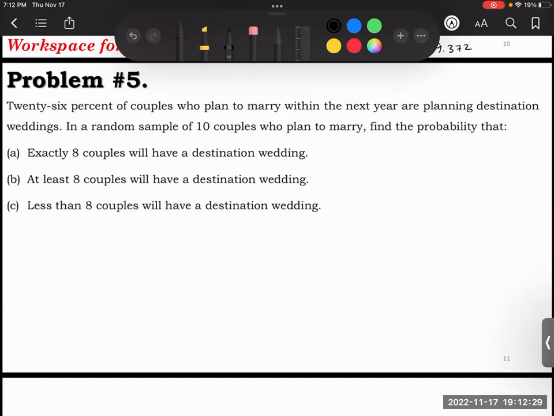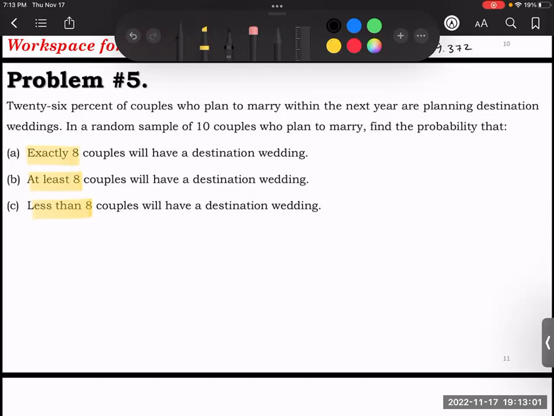It is a probability distribution, but a specific one. It's a binomial, right? There are some key phrases here that give away that we're dealing with a binomial distribution. From parts A, B, and C, using those words exactly, at least, less than, those are key terms that tell you that yes, I'm dealing with a binomial. Another thing is that you could have checked for the binomial requirements.